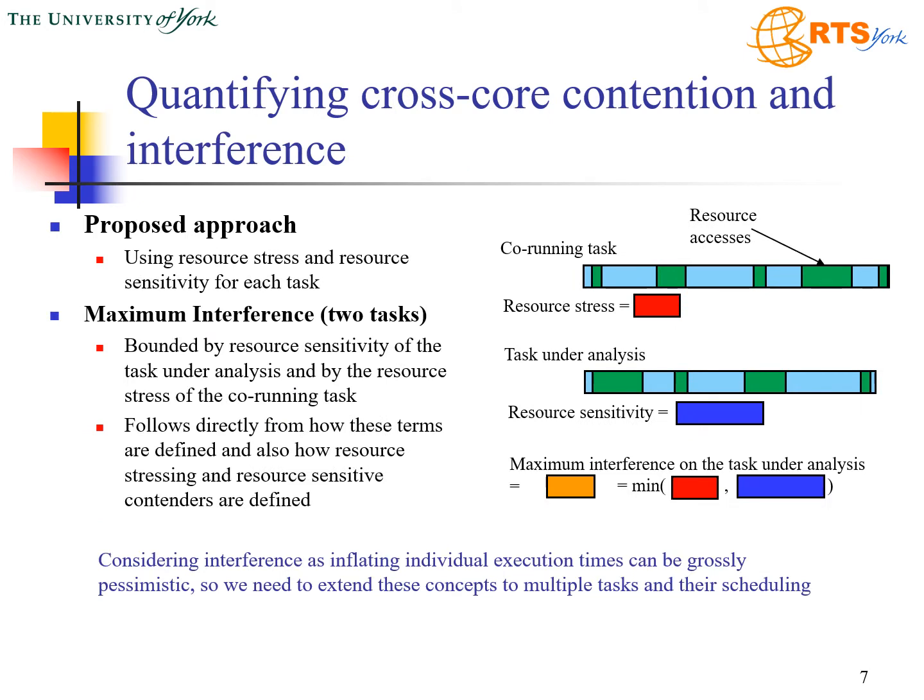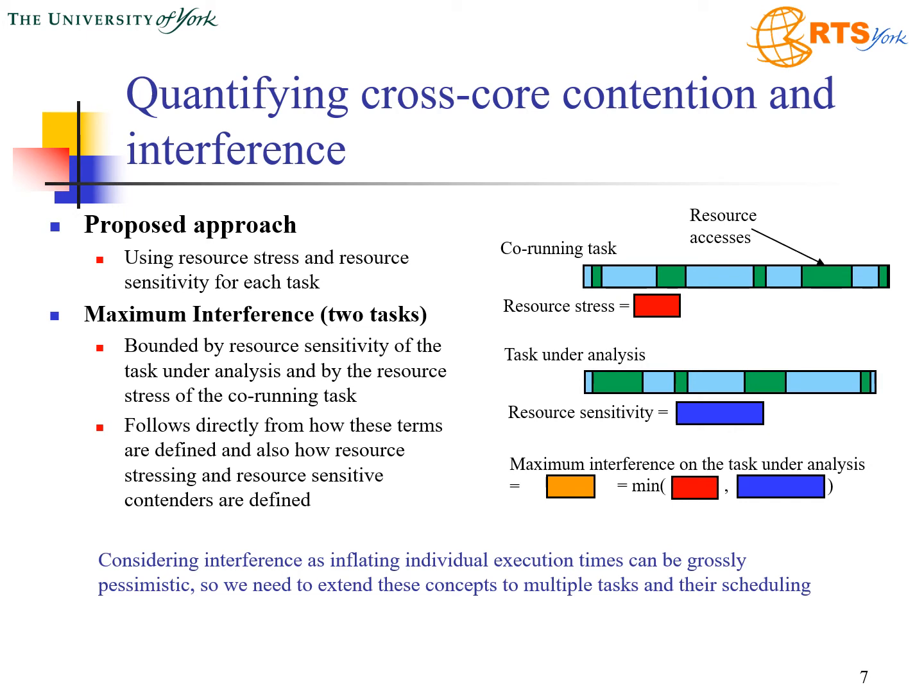So if we want to quantify cross-core contention and interference between two tasks, then our proposed approach is to use the resource stress and resource sensitivity values for each of those tasks. Here, the maximum interference between the tasks is bounded by the resource sensitivity of the task we're analysing and by the resource stress of its co-running task.